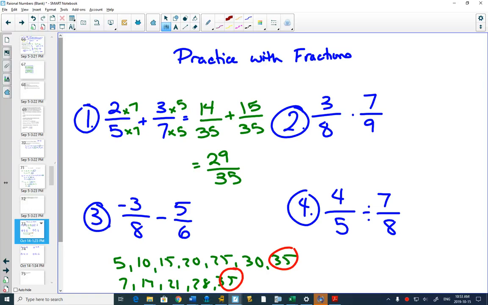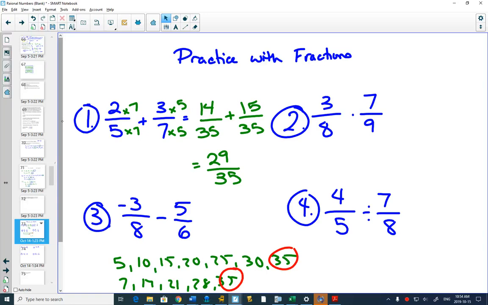Do we need a common denominator for multiplying? No. Multiplying, just multiply the tops, multiply the bottoms. Do we need a common denominator for dividing? No. Dividing, we flip the second fraction and then multiply. Do we need a common denominator for subtracting? Yes. So let's see if you can find a common denominator.